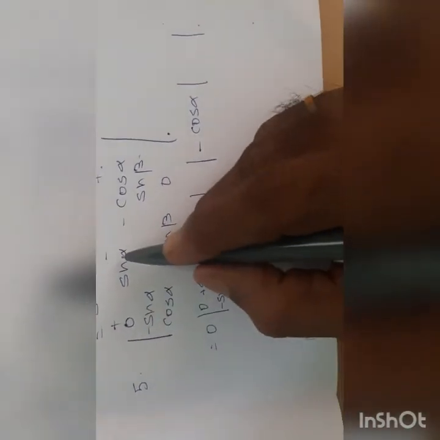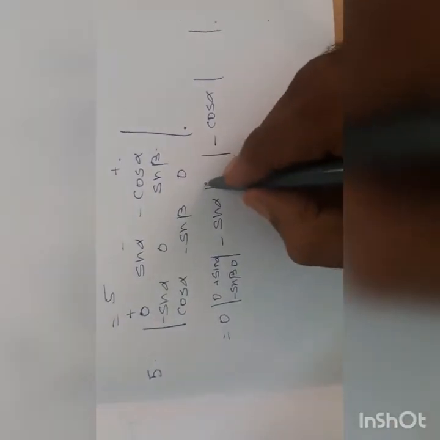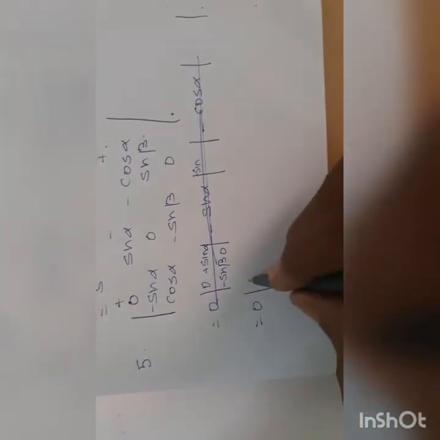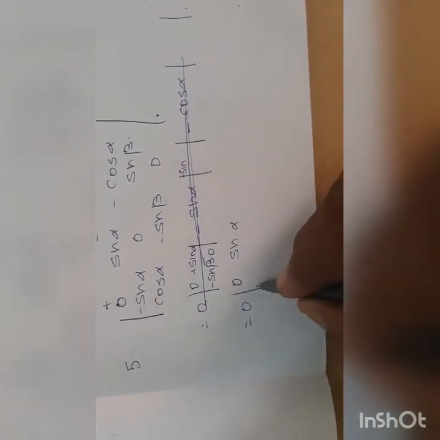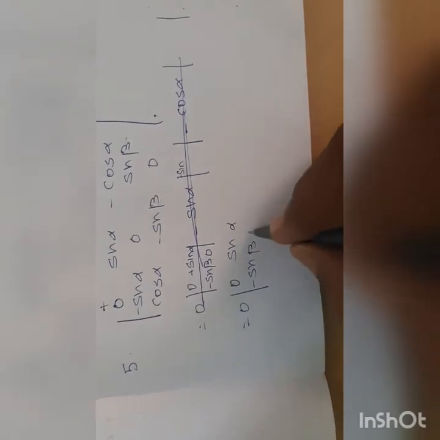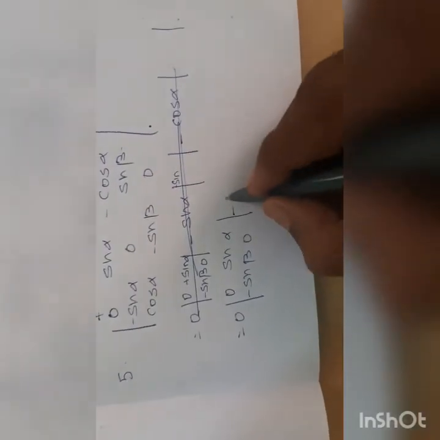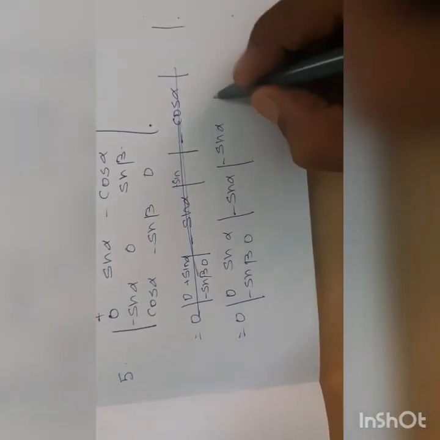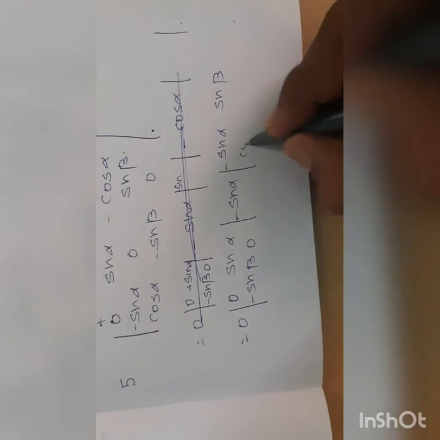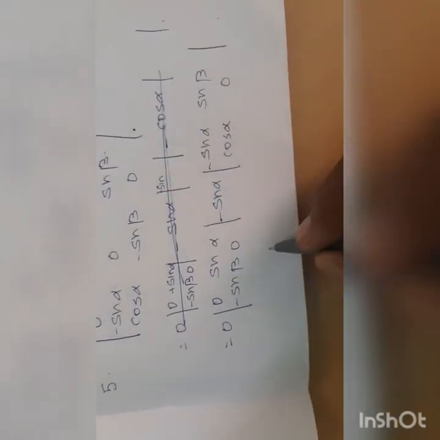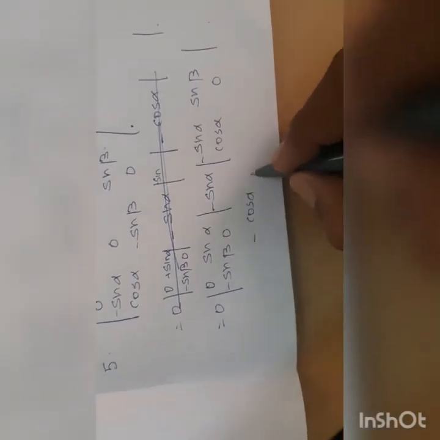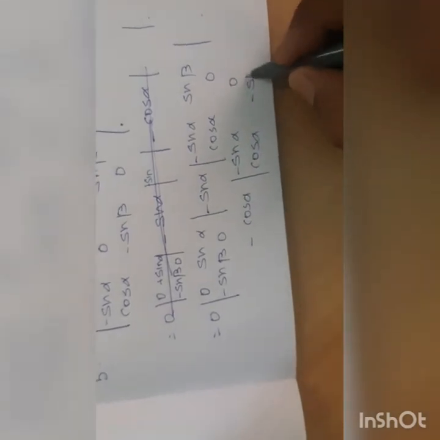What is minor of sin alpha? So 0 of 0, sin beta, minus sin beta, 0, minus sin alpha of, what is the minor of this value? Sin alpha, sin beta, cos alpha, 0, minus cos alpha of, what is minor of this value? Sin alpha, 0, cos alpha, minus sin beta.